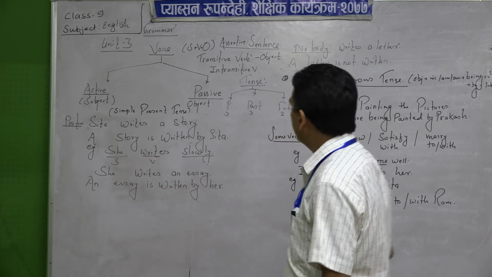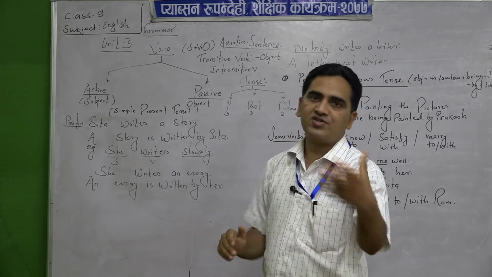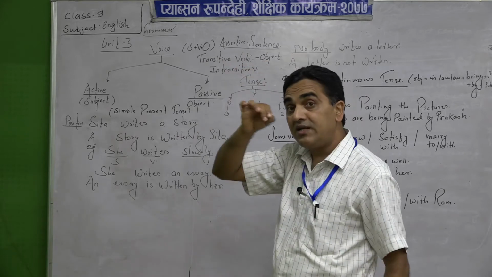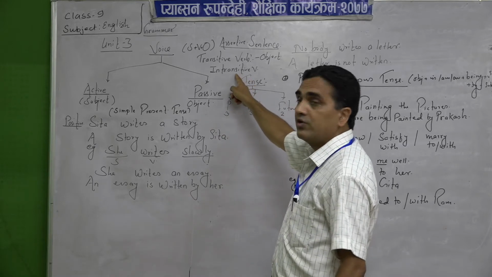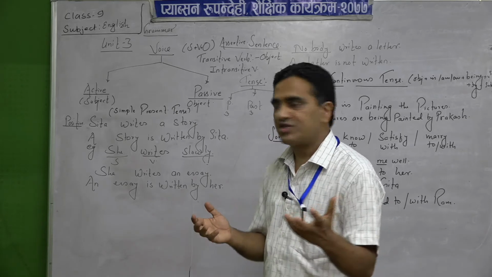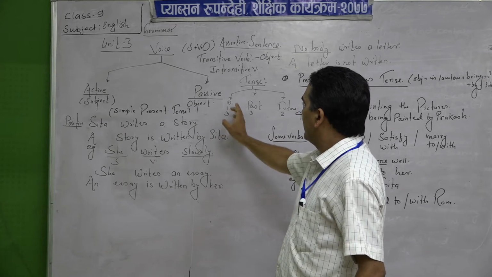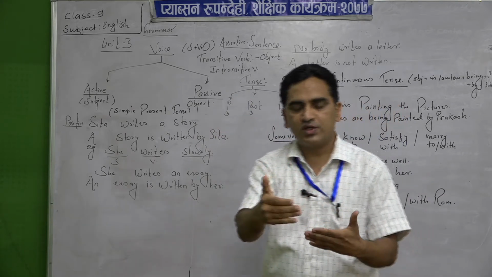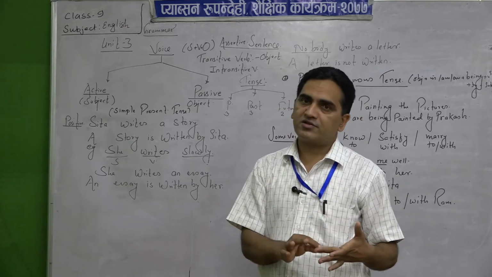My dear students, you must know about the transitive verb and intransitive verb also. The verb which takes an object to complete its meaning is transitive. Intransitive is the verb which does not take an object to complete its meaning. Here we can see, in tense generally, in simple present tense, 3 tenses can be changed into passive: simple present, present continuous, present perfect only.